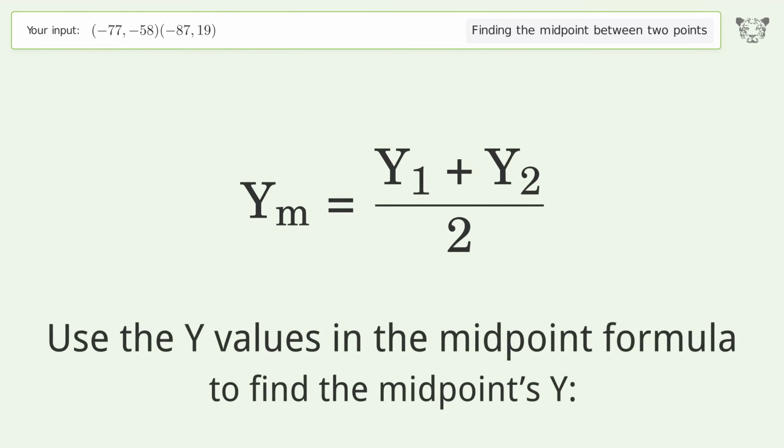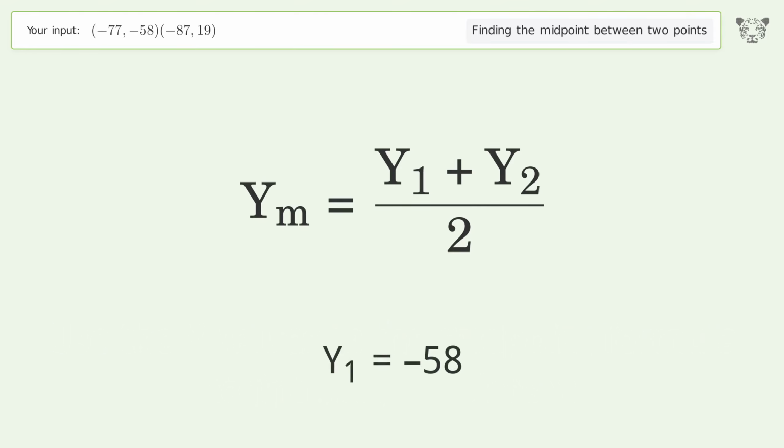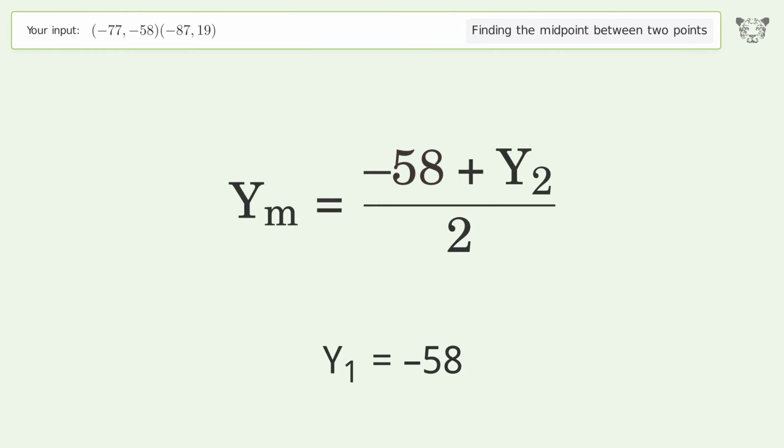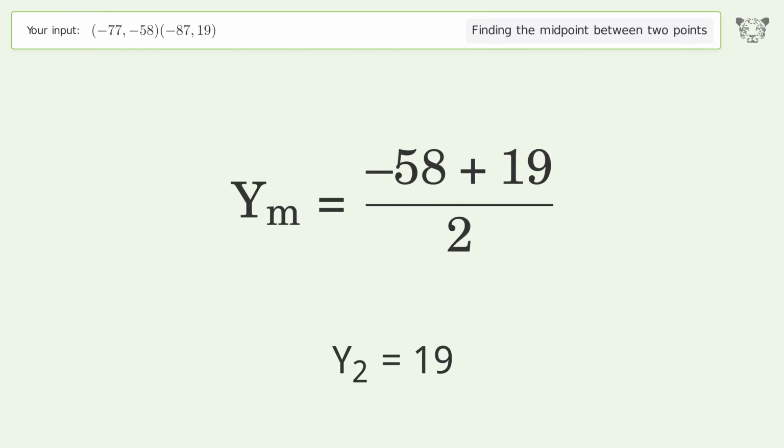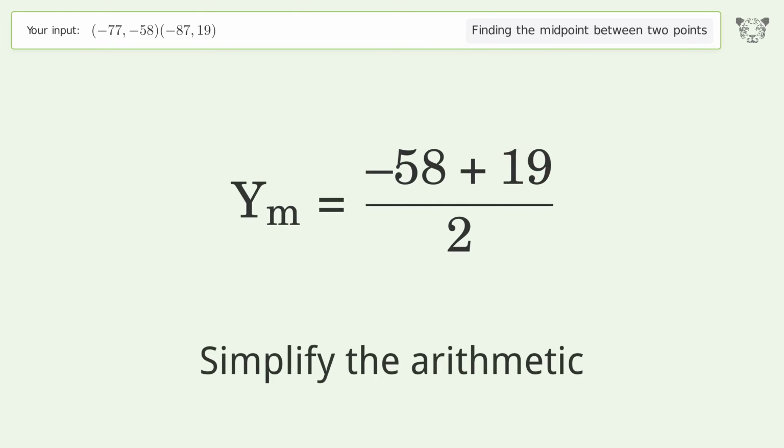Use the y values in the midpoint formula to find the midpoints y. y1 equals -58. y2 equals 19. Simplify the arithmetic.